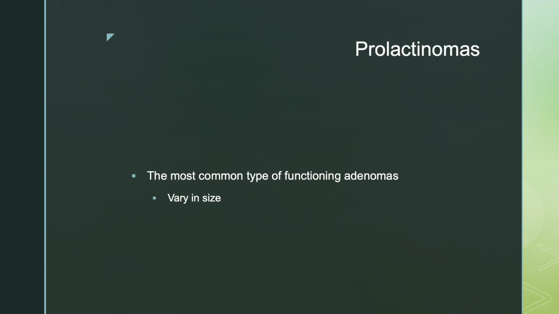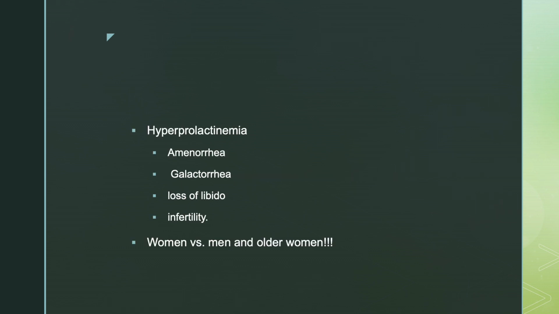The most common subtype of hyperpituitary adenomas is actually prolactinoma, a pituitary adenoma that secretes prolactin. It's the most common type of functioning adenomas, and it can be variable in size. Due to the secretion of above normal amounts of prolactin, hyperprolactinemia is the result, and the clinical manifestations of hyperprolactinemia are amenorrhea, galactorrhea, loss of libido, and infertility.